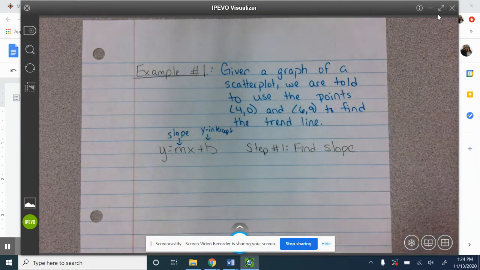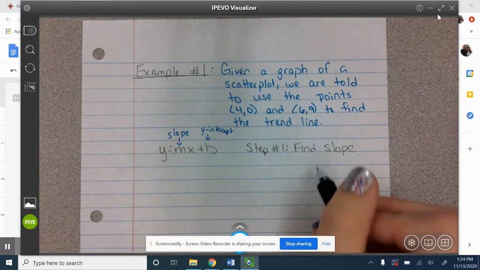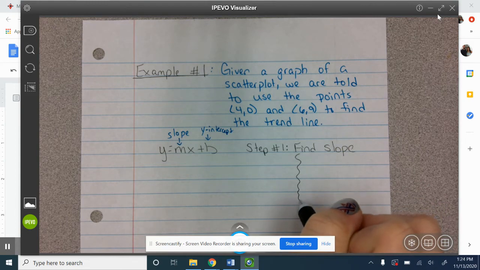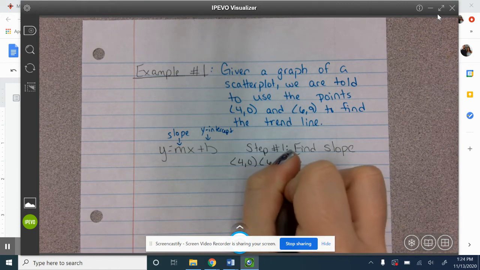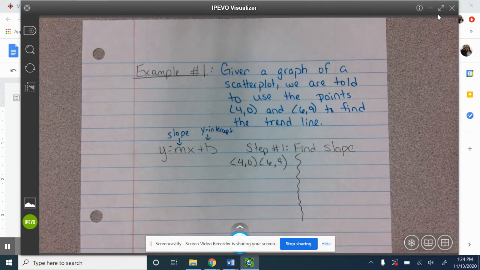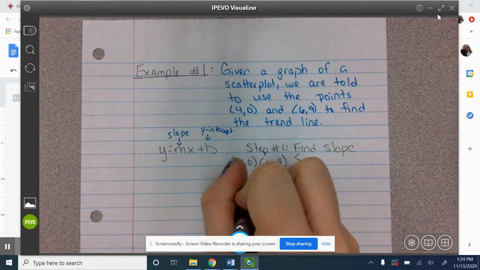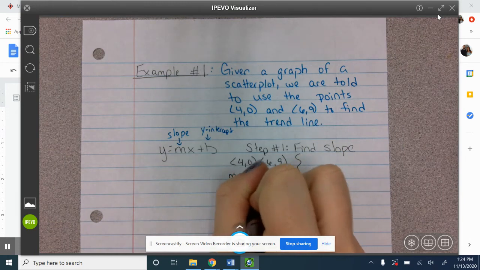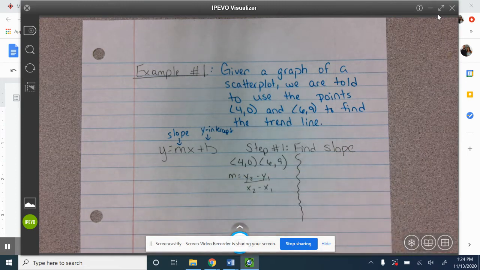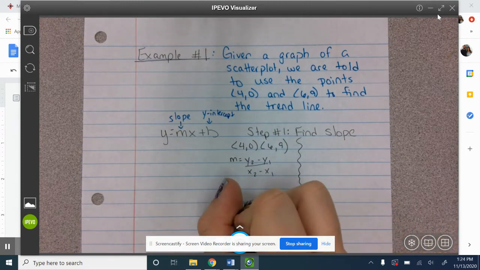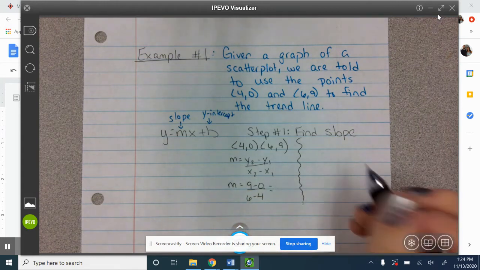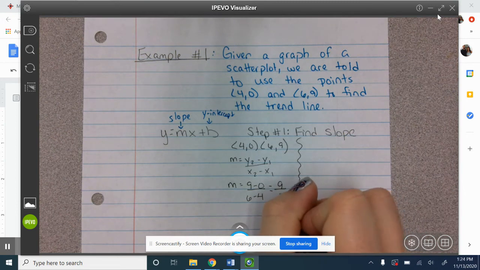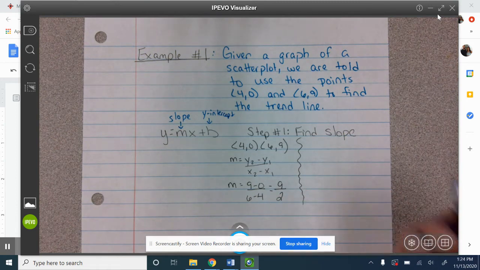And I know we've talked about several different ways we can find slope, and I don't care which one you use. So I will do using the formula, and I'll do the L method, just so you can see examples. So we have 4, 0, and we have 6, 9. If we're going to use the formula, my formula is m equals y2 minus y1 over x2 minus x1. Well, when I plug in, I have m equals 9 minus 0 over 6 minus 4. 9 minus 0 is 9. 6 minus 4 is 2. And my slope is 9 over 2.